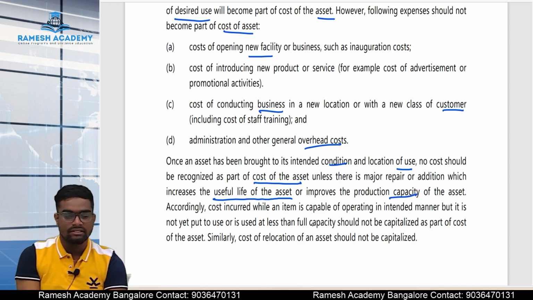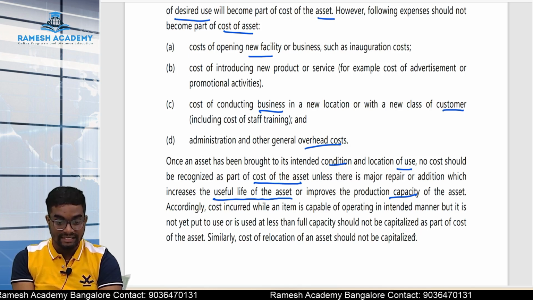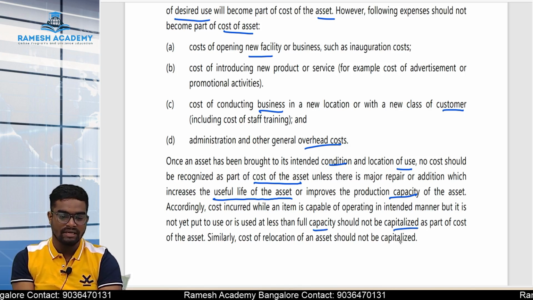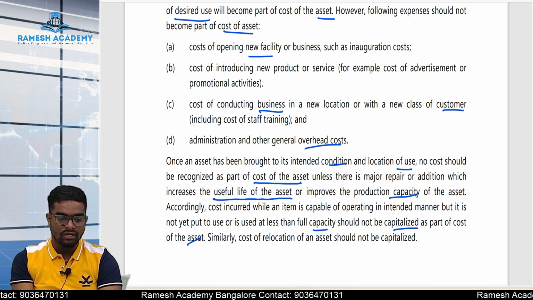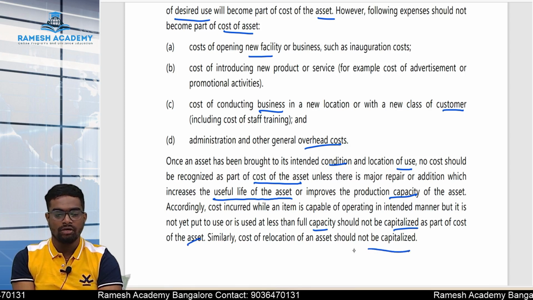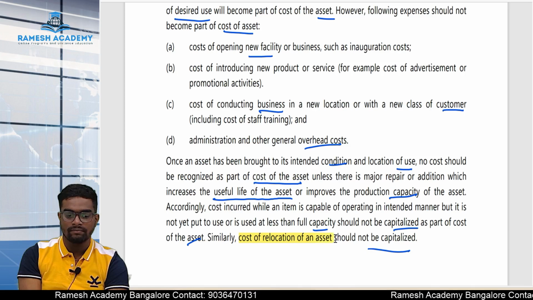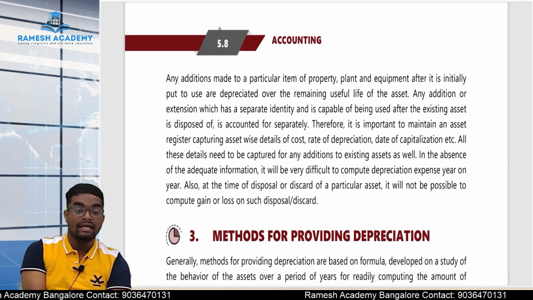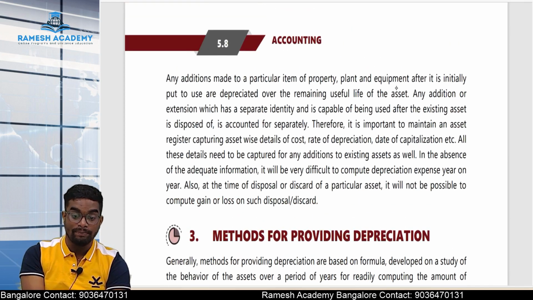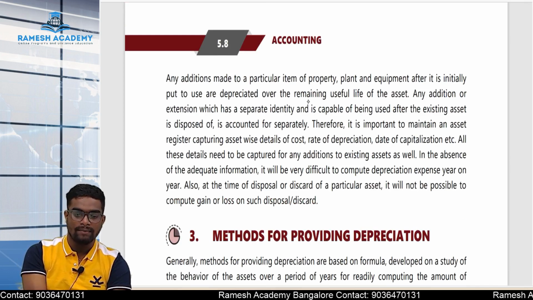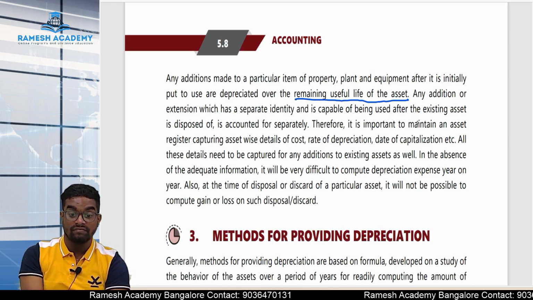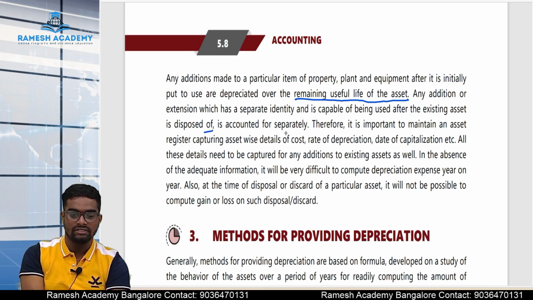Okay. Accordingly, cost incurred while an item is capable of operating in an intended manner but is not yet put to use or used at less than full capacity should not be capitalized as part of the cost of the asset. Similarly, cost of relocation should not be capitalized, which means you are transferring from one place to another, relocation charges, that should not be capitalized. Next, any addition made to a particular item of PPE after it is initially put to use is depreciated over the remaining useful life of the asset. Any addition or extension which has a separate identity and is capable of being used after the existing asset is disposed of is accounted for separately.